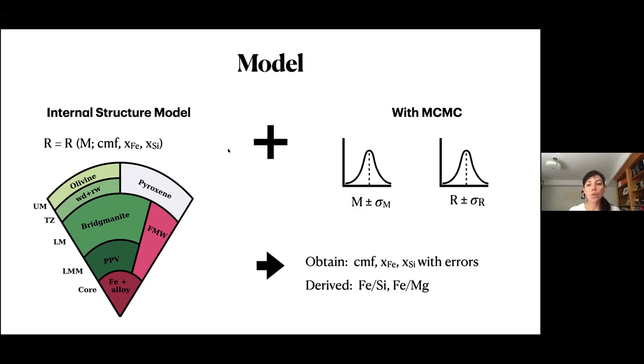And then we use an MCMC model to sample the internal structure and try to match the mass with the uncertainty and the radius with the uncertainty that has been measured. And so what we obtain is the core mass fraction, the amount of iron in the mantle, the amount of silica in the core, and from that we derive these chemical ratios.